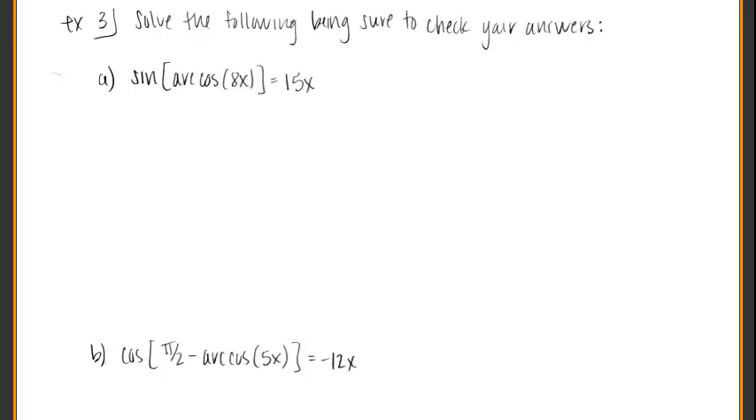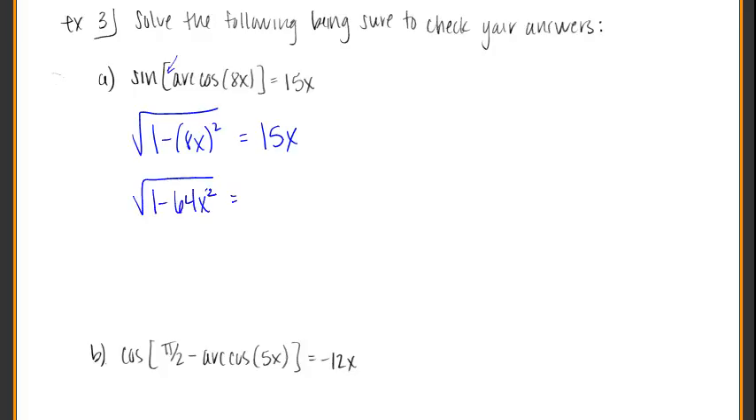Okay. Well, over here on the left side of this equation, it says sine arc cosine. There's nothing sitting there in front of that, so I don't have to use any special formula. I can just use the formulas that we have at the beginning of this lesson, where sine arc cosine is the square root of 1 minus our angle squared. It's going to equal 15x. Okay, so the square root of 1 minus 64x squared is equal to 15x.